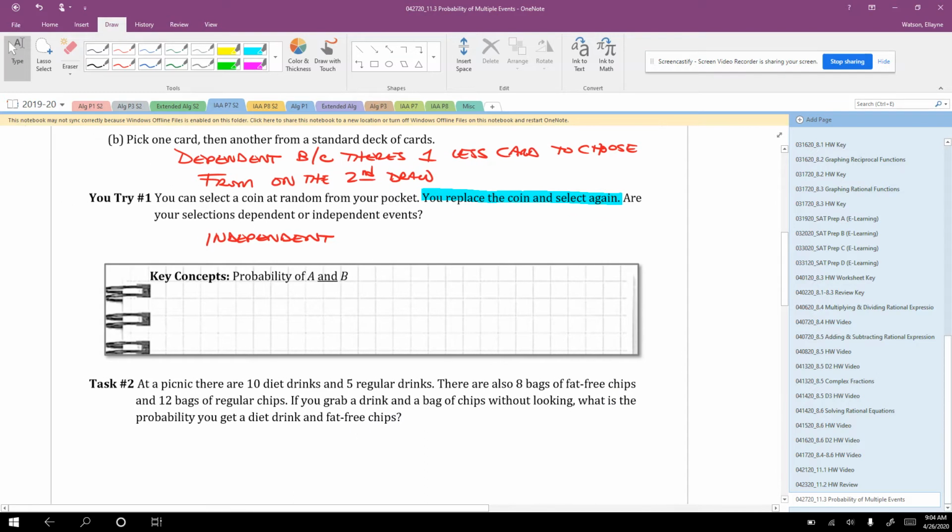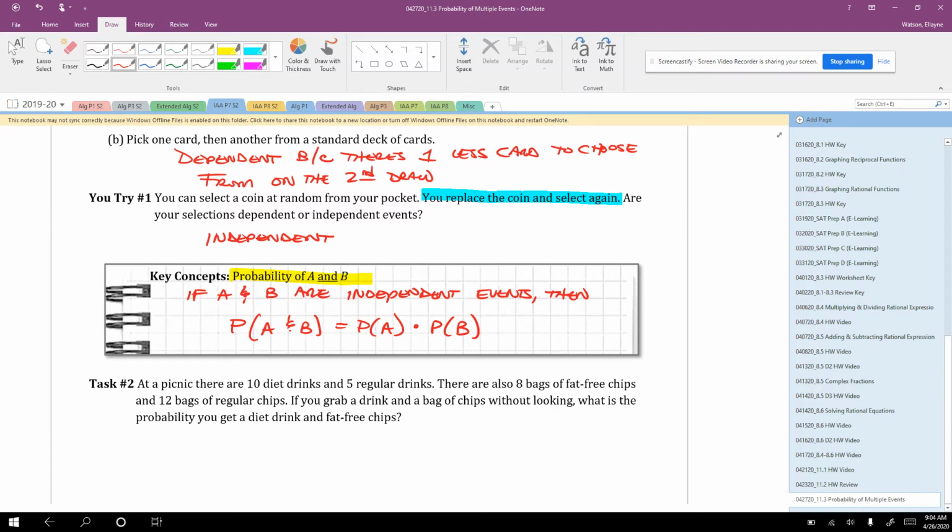So first thing we're going to look at is probability of A and B. Okay, so we're going to look at A and B, and then we're going to look at A or B. So if A and B are independent events, then we use notation here. The probability of A and B occurring is equal to the probability of A times the probability of B. Okay, so you find the probability of each and you multiply them. And this is if they're independent.